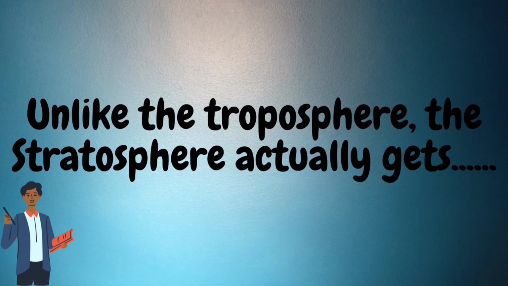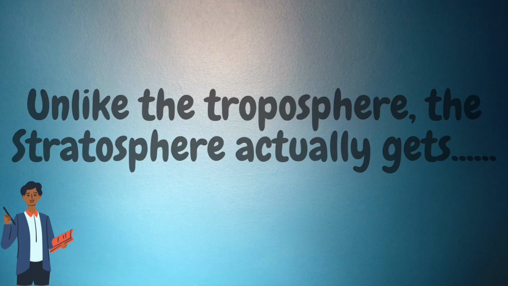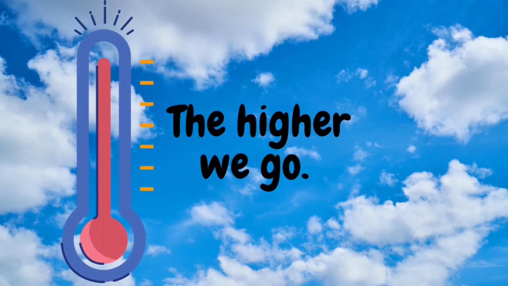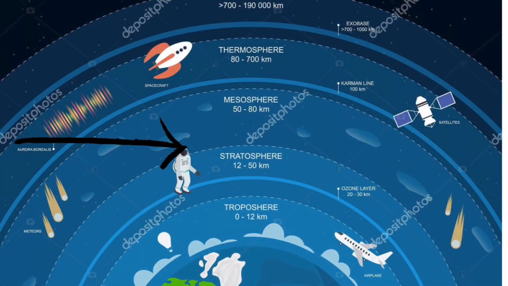Unlike the troposphere, the stratosphere actually gets warmer the higher we go. The stratopause is the upper part of this layer. It separates the stratosphere from the next layer, which is Mesosphere.